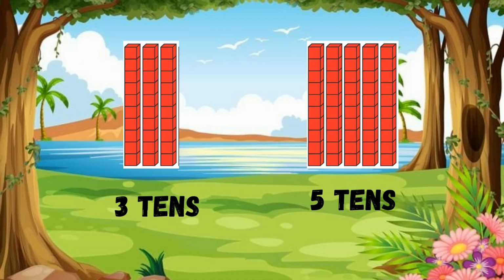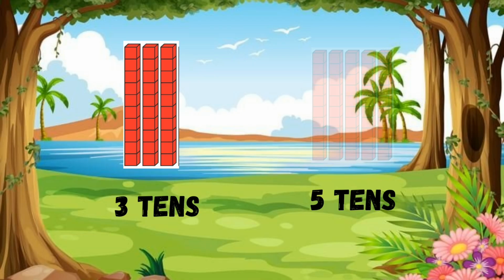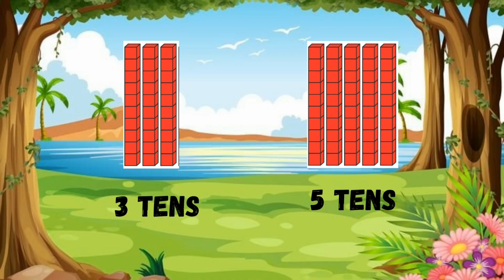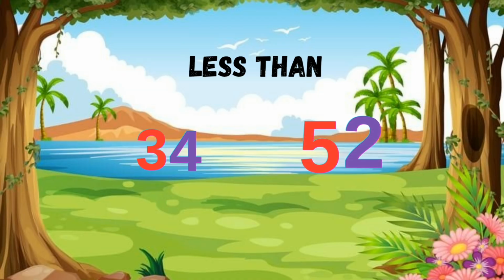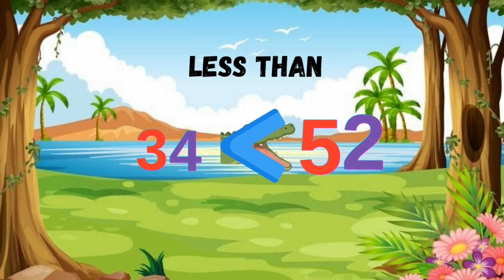Now compare the tens. 3 tens or 5 tens? Which one is bigger? Yes, 5 tens is bigger than 3 tens. So 52 is bigger than 34. The crocodile opens its mouth toward 52. We write 34 is less than 52. We read it as 34 is less than 52.